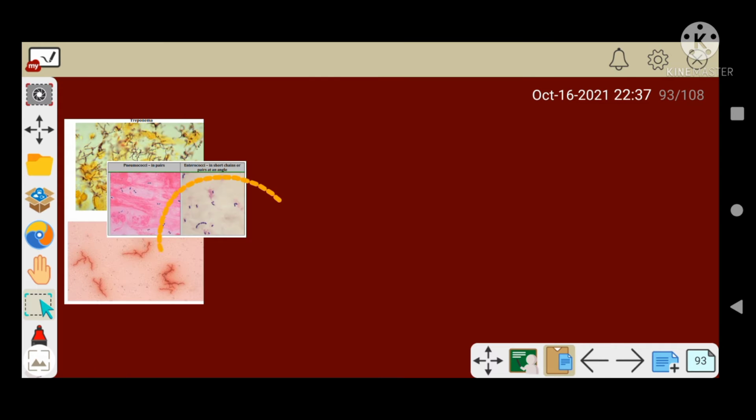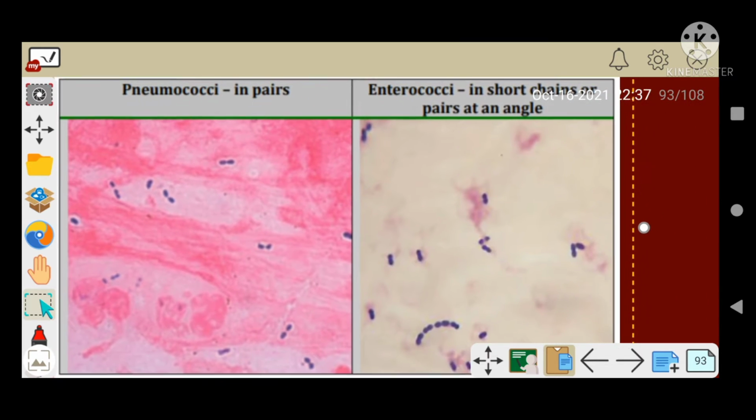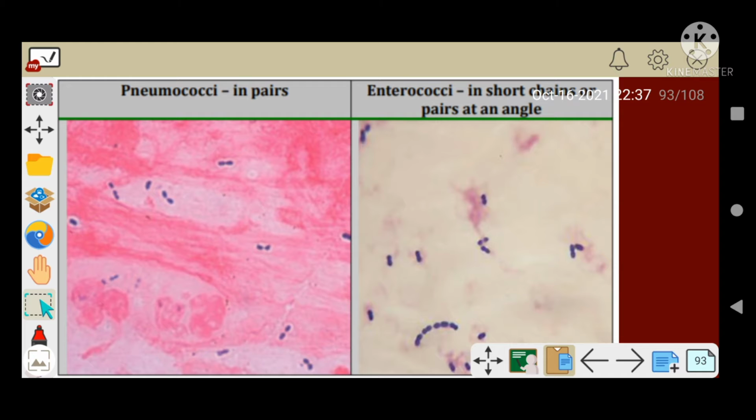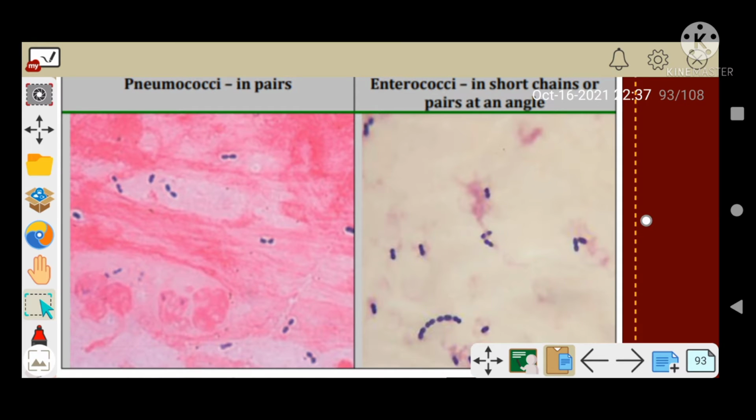Okay, what is this? So all right, see, this is your enterococci. Enterococci is gram positive cocci in chains, short chains, usually causes UTI. You will find a history of UTI in females. Pneumococci are found in pairs and gram positive. This one, enterococci, is gram positive in chains and pneumococci is gram positive in pairs. This we have discussed, right?